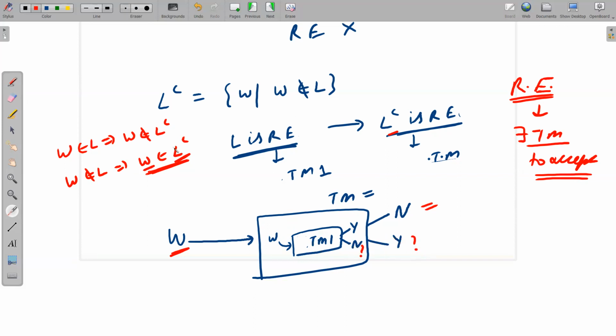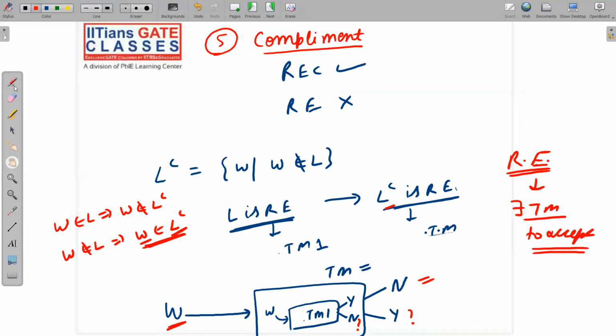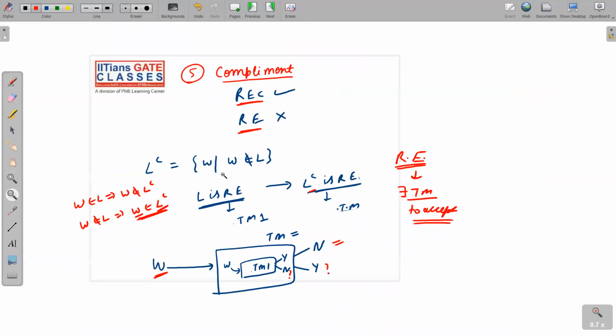I hope I have made the point clear. This is a bit difficult point. Try to follow it. If you are not able to follow, don't worry. Please just try to remember this fact that in complement operation, REC languages are closed, but RE are not closed. Okay, now let me put everything on one slide so that you can note it down. I am jumping to the next slide now. Proof is not important. Because this is a basic course, the main thing is you should remember that REC are closed under complement, but RE are not closed under complement.